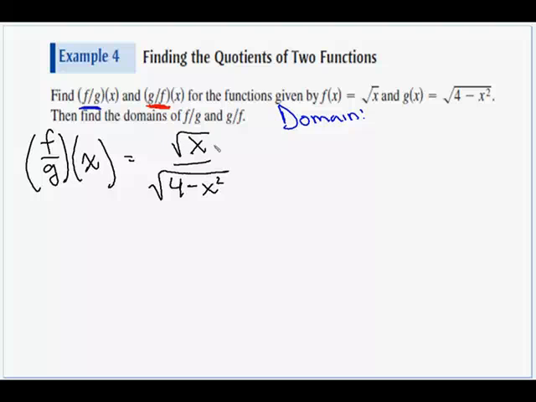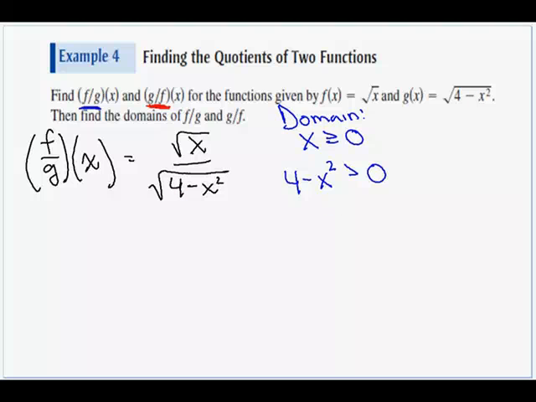In the numerator, we have the square root of x, and the domain of the square root of x is x must be greater than or equal to 0. In the denominator here, we have a radical, and we don't want that to ever be equal to 0. The denominator can never equal 0, and we never want a negative under that radical. So usually we take what's under the radical and set it greater than or equal to 0. But now we can't have the or equal part in it, because it is a denominator by itself.